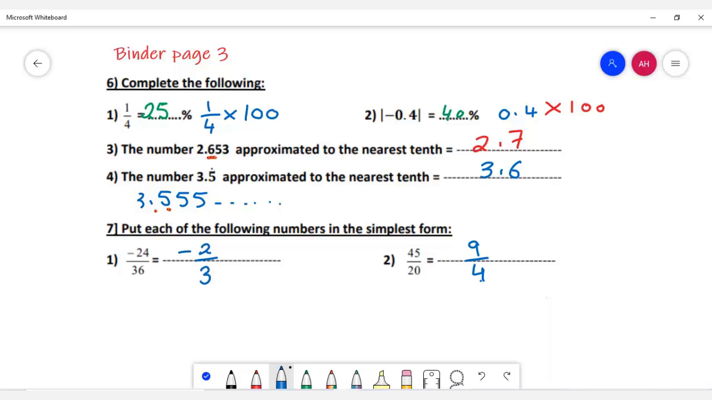Now we have finished today's lesson. I would like you please to copy question 6 and question 7 in your binders. And that's all for it today.